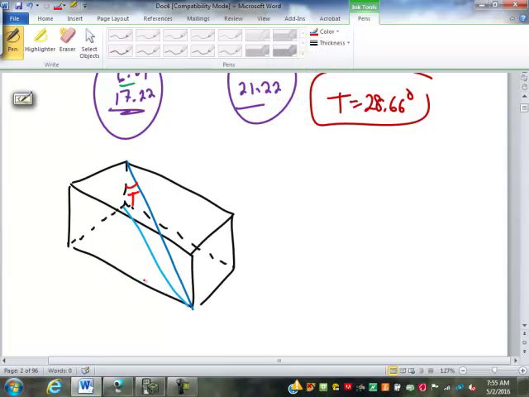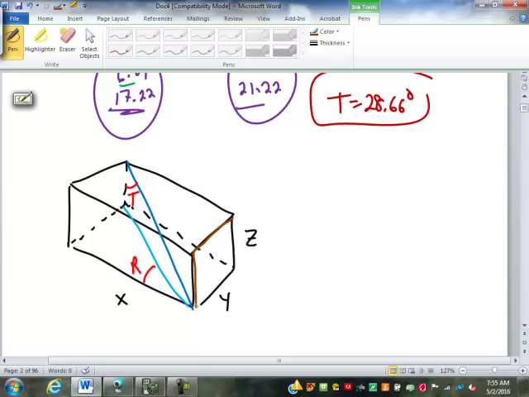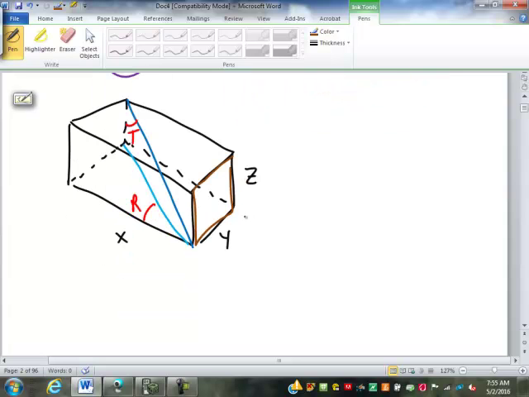Here's T, here's R. And what I gave you last time was X, Y, and Z, right? I gave you those dimensions, you could find those angles. That picture made sense, right? Okay. So all we're doing now is we're looking at this end. And if you look at that end, and technically I should have it like this.